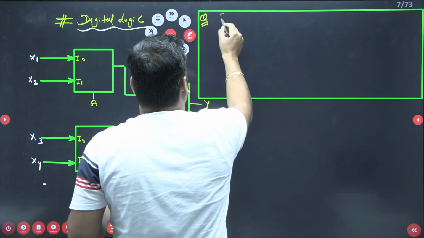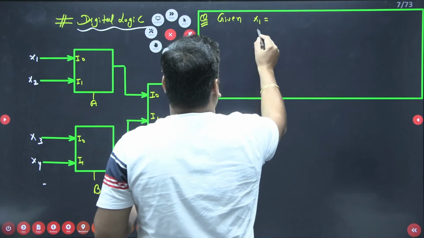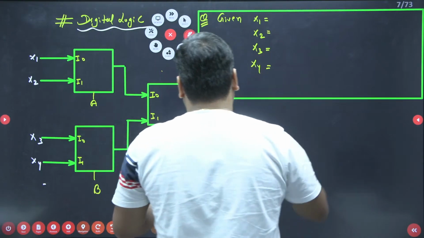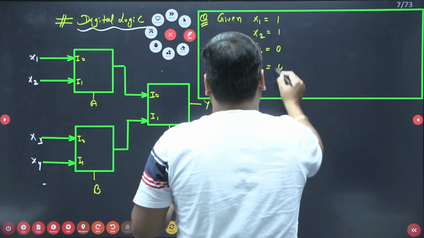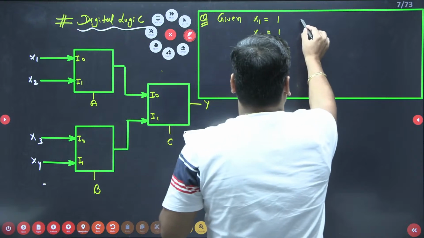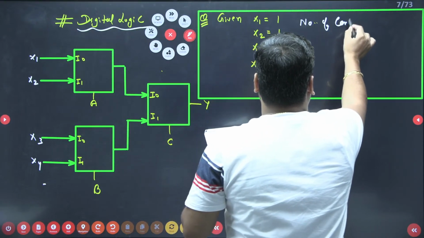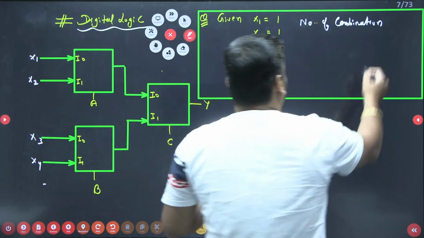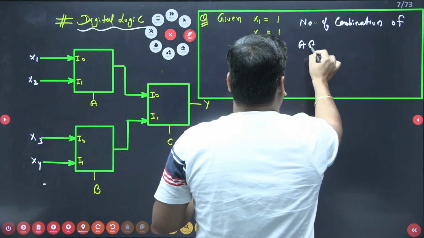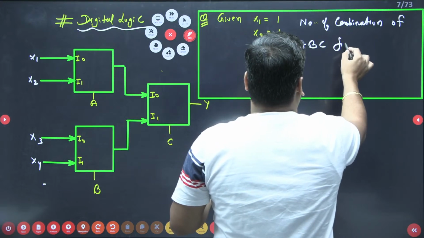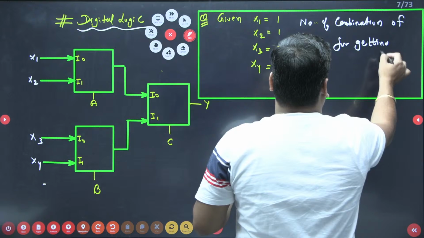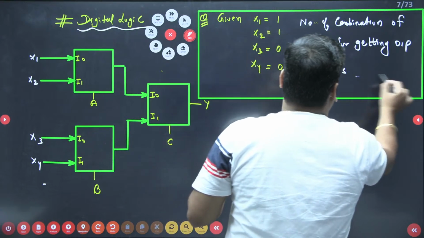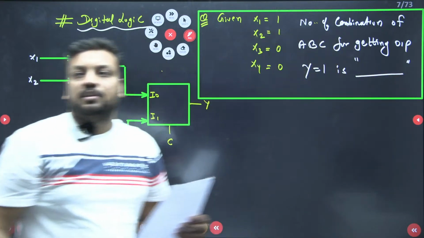In the question, the values of x1, x2, x3 and x4 are given to you. x1 is 1, x2 is 1, x3 is 0, x4 is 0. And it asks for the number of combinations of ABC for getting output y equal to 1. I think it is an NIT question. Just confirm the data also, my dear students.